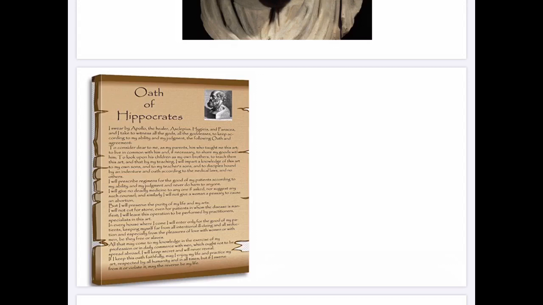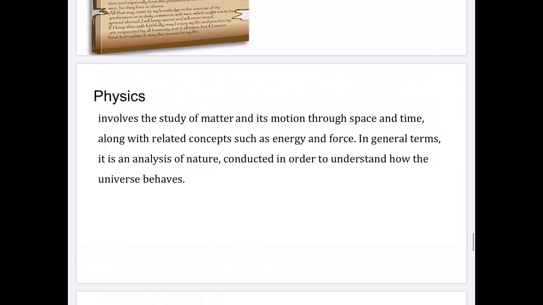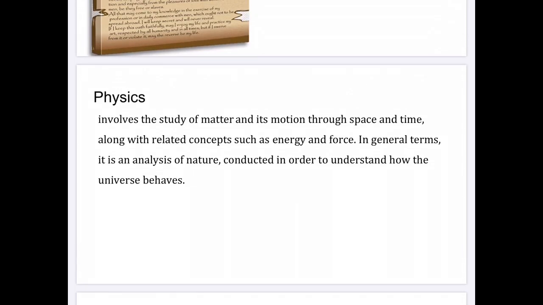And there was something else I was going to say. Also, the other thing that he felt was the duty of every physician was to pass on his knowledge of medicine to the next generation, so that things would not be lost, and so that each generation could continue to build on the knowledge of the previous generation. So that's Hippocrates.